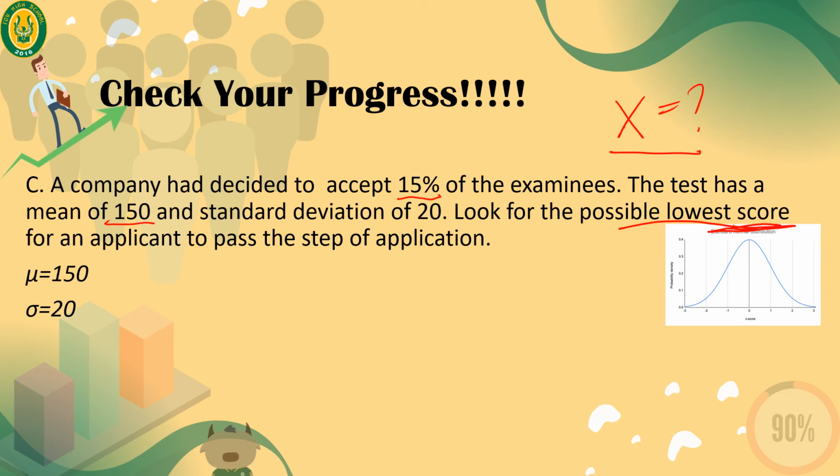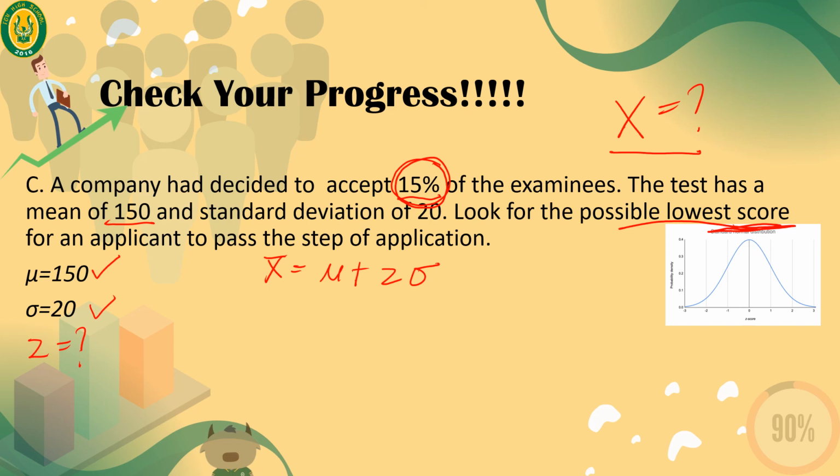Okay, so first write down the given values. So the mean, as stated, is 150. The deviation is 20. Now, what is missing? It's the z-score, right? Remember that the score is determined by the mean plus the z-score times the standard deviation. Obviously, the z-score is not given. So how will you get the z-score? You have to solve this first before you get the x-score. So remember that the company will accept 15% only of the examinees, and you are to determine the lowest possible score that an applicant must get.